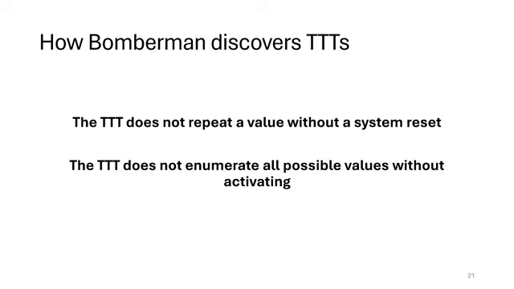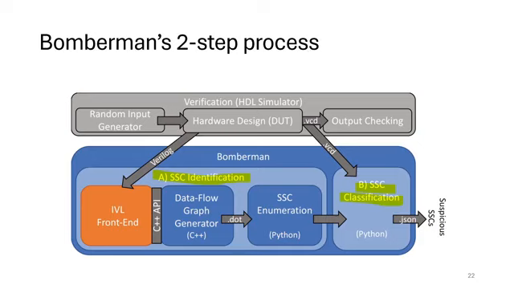This can be a little bit difficult because of the distributed nature of some of these state-saving components, which use multiple counters to obscure the system. But Bomberman manages to detect these as well. It has a two-step process which identifies components that are counters and classifies them as suspicious or not.